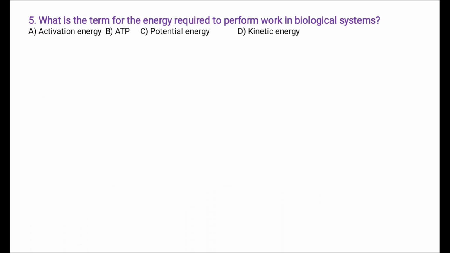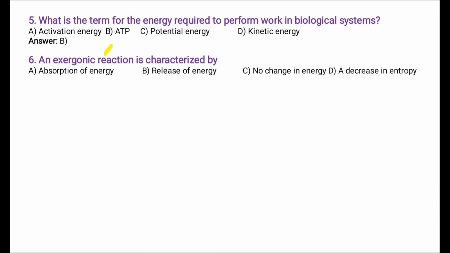Next, which term describes the energy required to perform work in a biological system? A. Activation energy. B. ATP. C. Potential energy. D. Kinetic energy. So ATP, adenosine triphosphate. B is the correct answer. Next, an exergonic reaction is characterized by A. Absorption of energy. B. Release of energy. C. No change in energy. D. Decrease in energy.